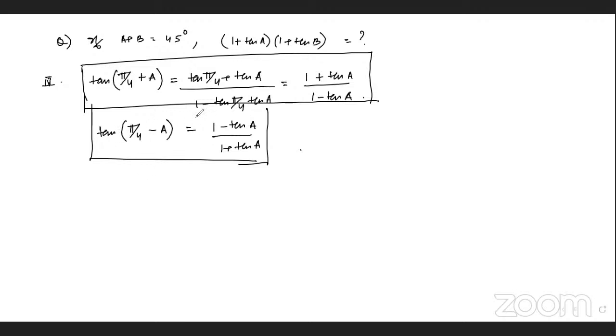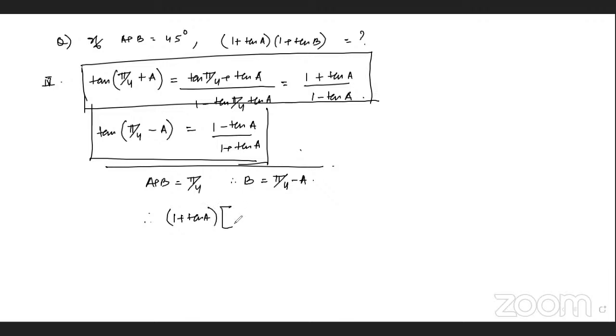तो अब यहाँ पर देखिए, tan of pi by 4 plus A is (1 plus tan A) upon (1 minus tan A). Tan of pi by 4 minus A is (1 minus tan A) upon (1 plus tan A). अब हमारा क्वेश्चन वहां पर है, that is A plus B किसके बराबर है? Pi by 4, यानी 45. So therefore B किसके बराबर होगा? Pi by 4 minus A. अब हम इस एक्सप्रेशन में यूज करेंगे. So therefore 1 plus tan A into 1 plus tan of B, what is B? Pi by 4 minus A.